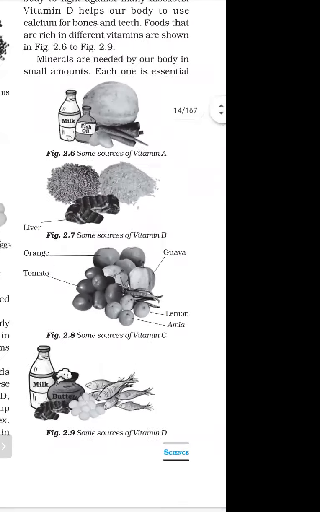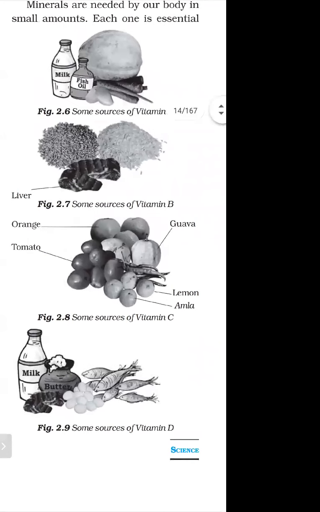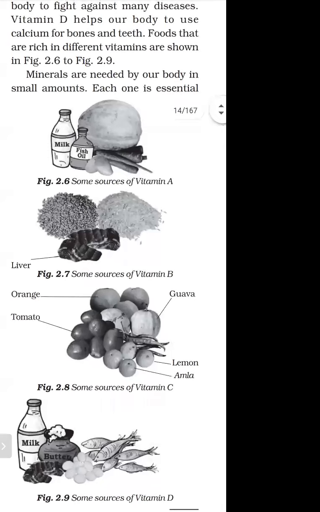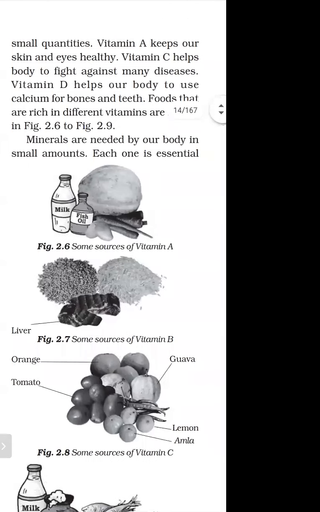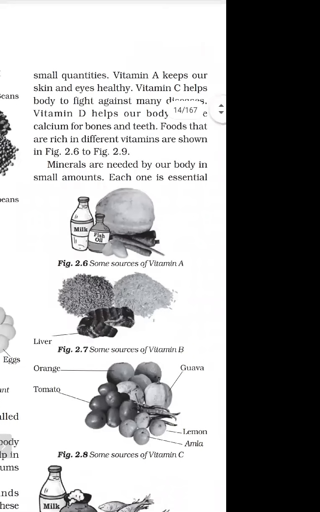And what is the function of vitamin D? Vitamin D helps us to use calcium for the bones and teeth. What are the sources of vitamin B? Liver, pulses, and rice are the foods from which we can obtain vitamin B.